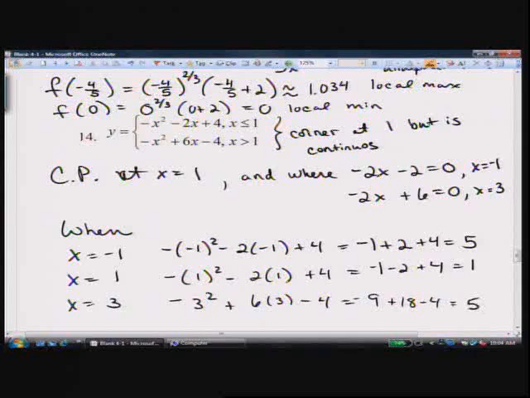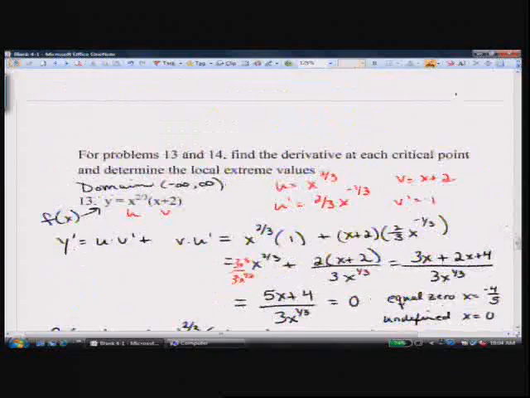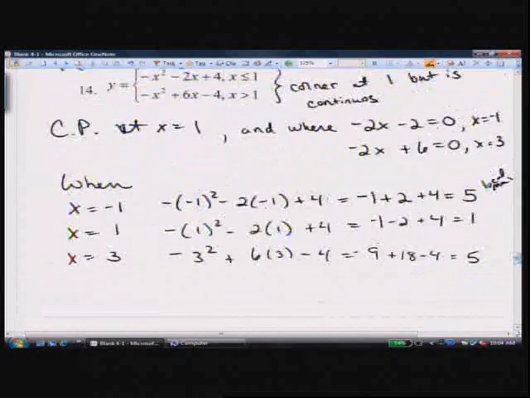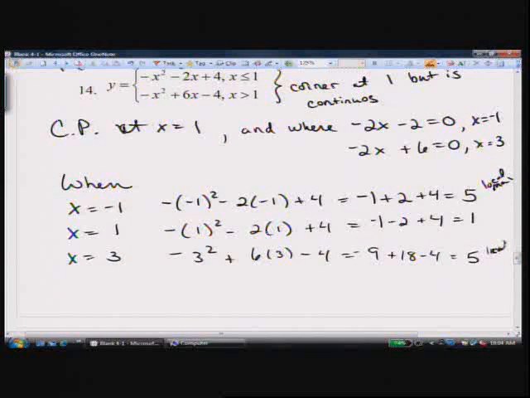And so we're going to have a local max at -1 and at 3. And we have a local min at 1.